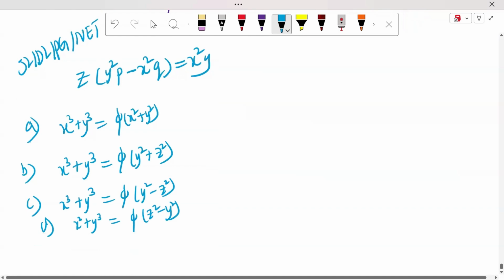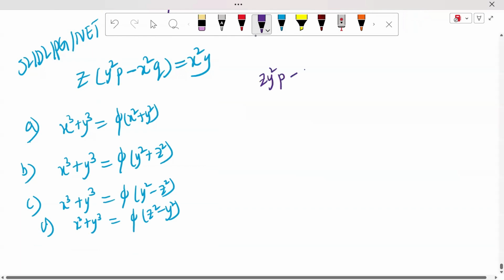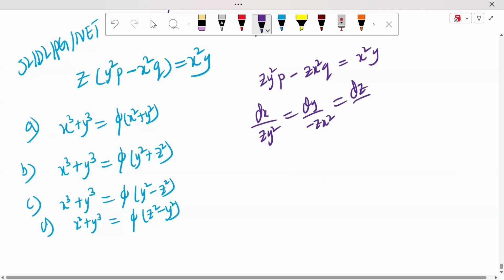The given question can be written as z into y square p minus z into x square q is equal to x square y, which is in the form of Pp plus Qq equals R. It is dx by z into y square, dy by minus z into x square, and dz by x square into y. We can take the first two fractions.